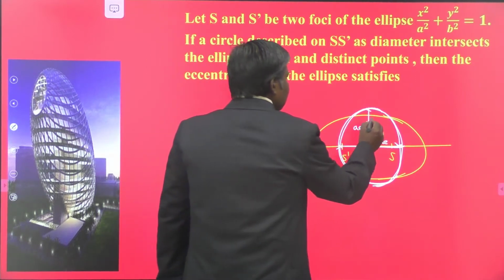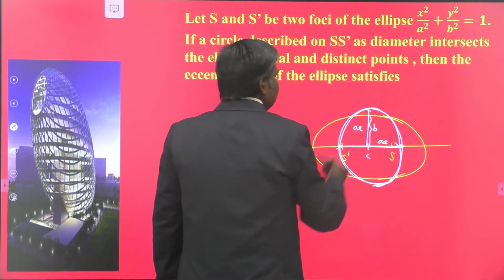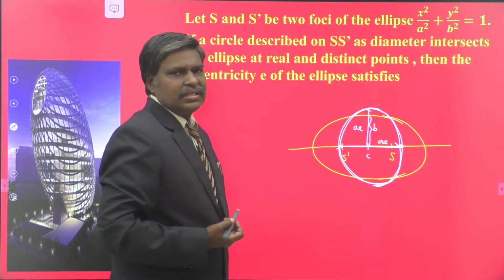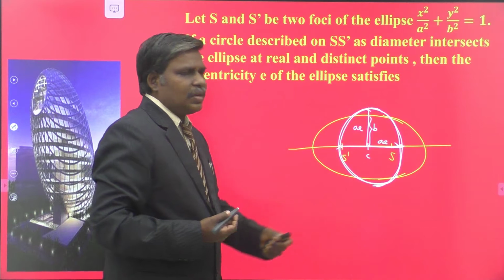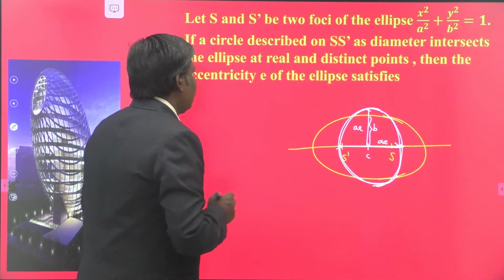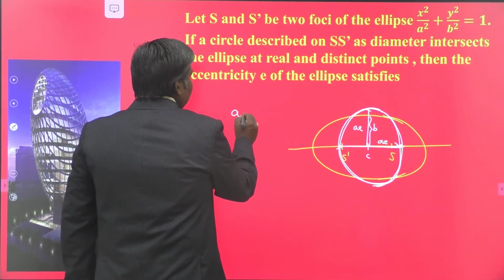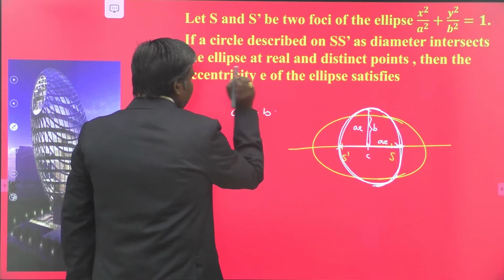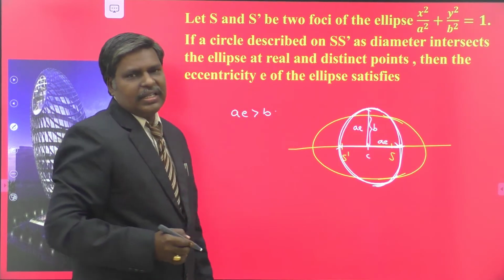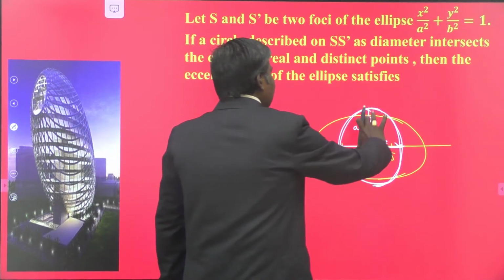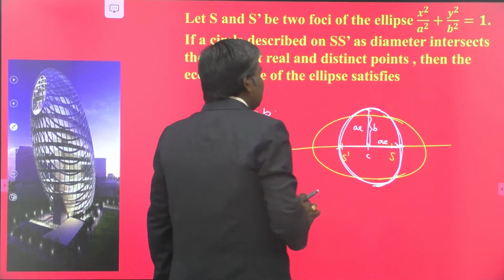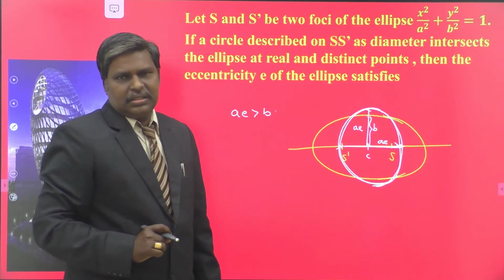But the distance from here to here is what? B. That is the semi-minor axis. From the diagram itself, we can easily conclude that AE is more than B. That is the highlight step of this problem. AE is greater than B. From this condition itself, we can write the range of eccentricity. The one and only thing is you have to identify that the radius is more than the semi-minor axis.